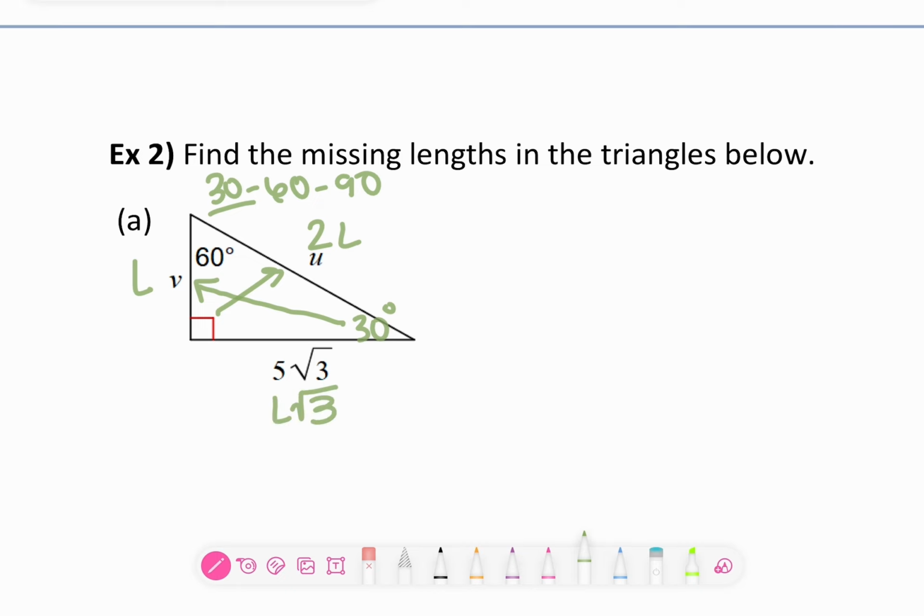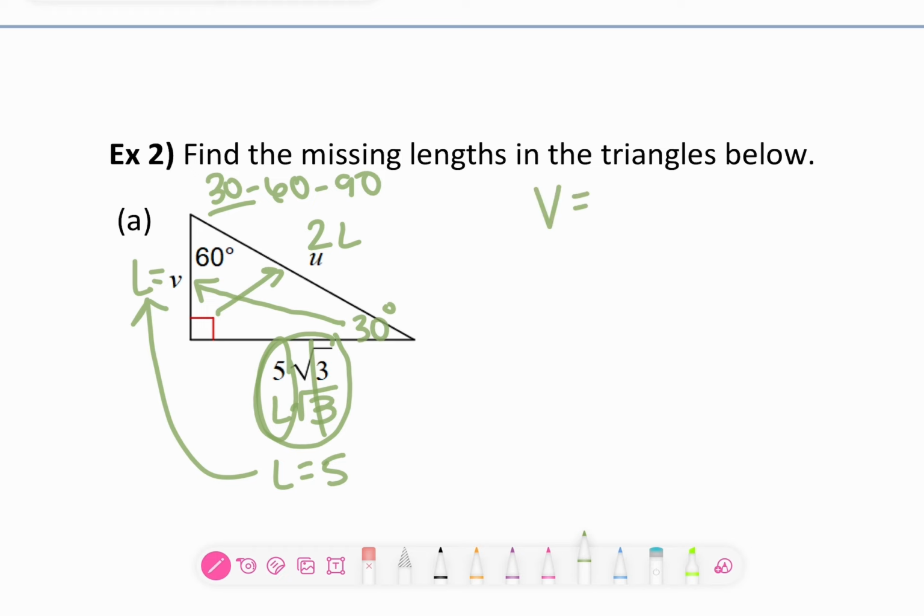So if we compare the side that we have, which is the 5 square root 3, with what it equals, which is L square root 3, hopefully you guys can see that the square root 3 matches. So if I just ignore that for a second, then L must be 5. So this means that L is 5. But that means that this side over here, the shortest side is 5, which means that V is 5 because V is L, right? Those are the same thing.